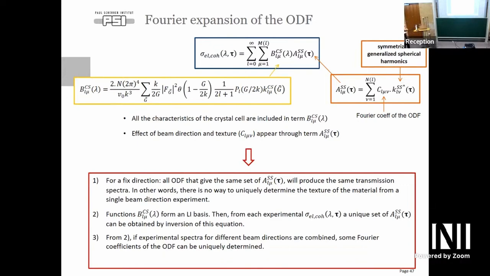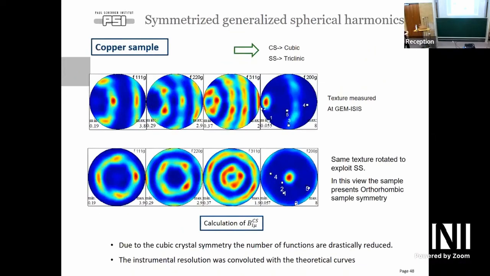Exactly. Yeah. So we did this. This is exactly the same texture that I showed you before, the copper sample. So I'm using the same example all the time. But this is the original texture. And here the crystal structure is cubic, this is an existing structure. But in this case, we are using a specimen symmetry that is triclinic, which means I have no clue how the sample was built. I have no clue how the texture will look.